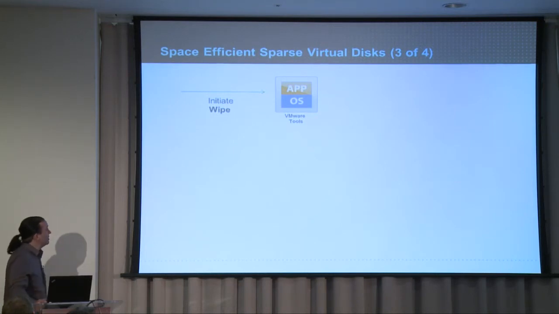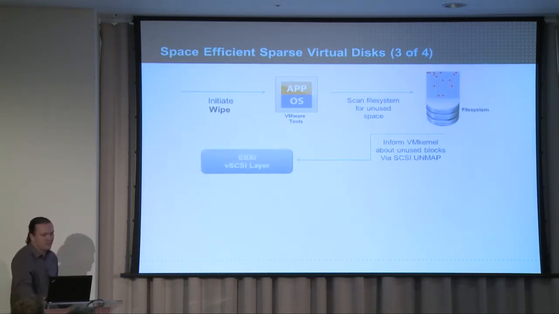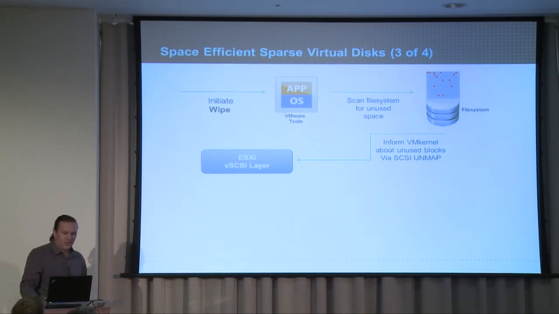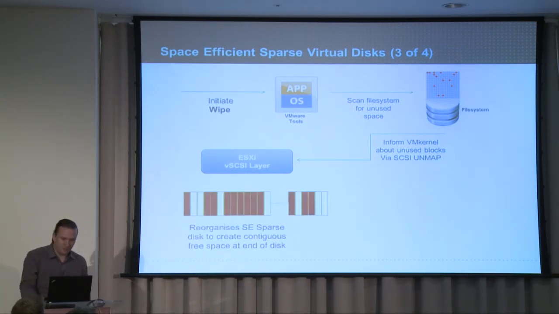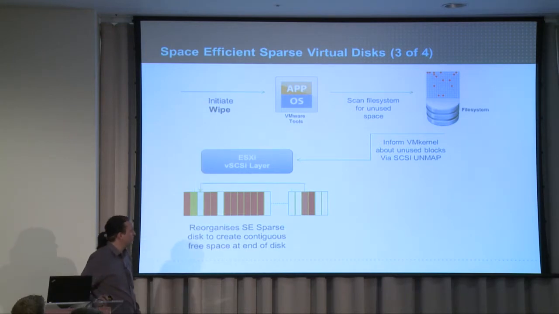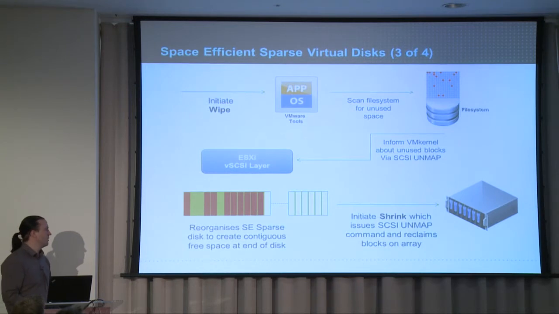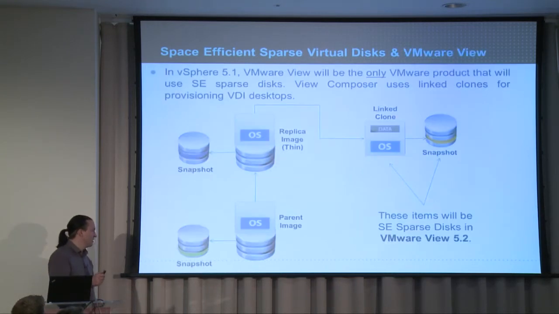So you initiate the wipe, it searches the file system for unused space, then issues the SCSI unmap, reorganizes the disk, and you end up with less space taken on your SAN. Shrinks it. Cool.